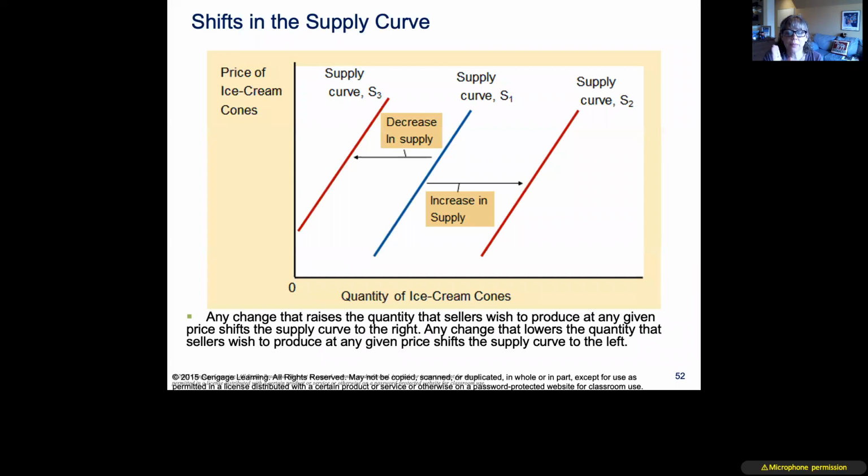So here we are. If we look at this in terms of the supply curve, anything that increases the overall supply of, for instance, in this case, ice cream cones, is going to shift it to the right. This is an increase in supply. Anything that shifts it to the left is a decrease in supply, based on those expectations we looked at before.